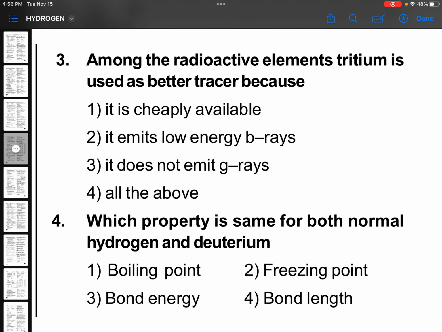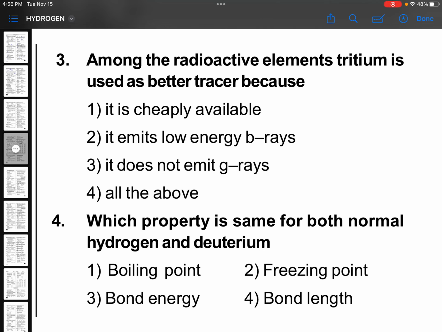Among the radioactive elements, tritium is used as a better tracer because it emits low energy beta rays. Not B rays, beta, that is beta, low, option 2. When it emits low energy radiations, we have no problem with that one. Okay, so that is good. It is cheaply available.